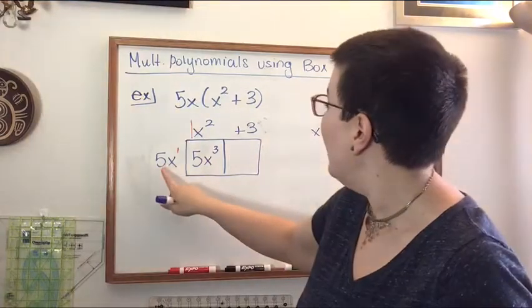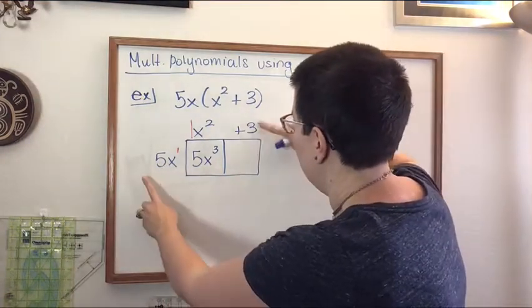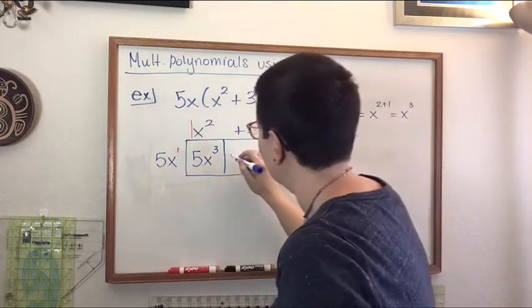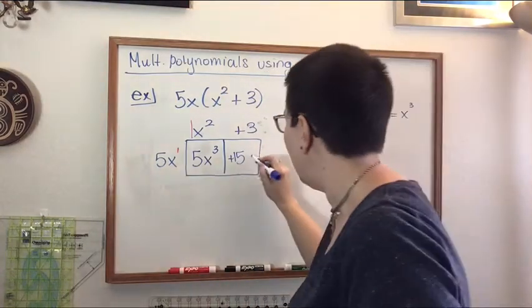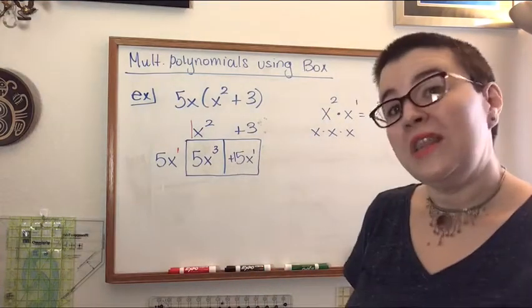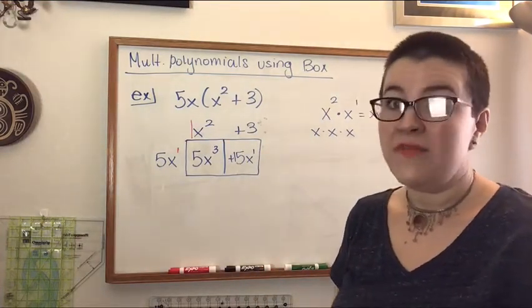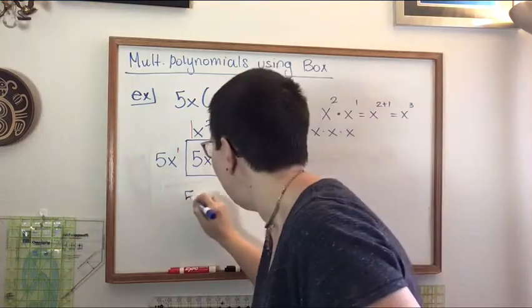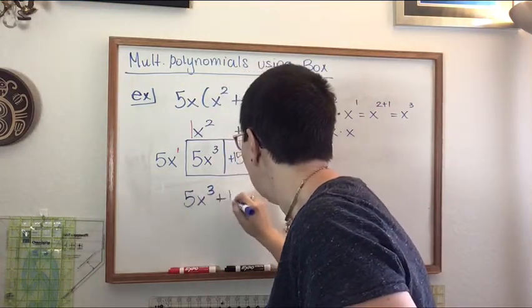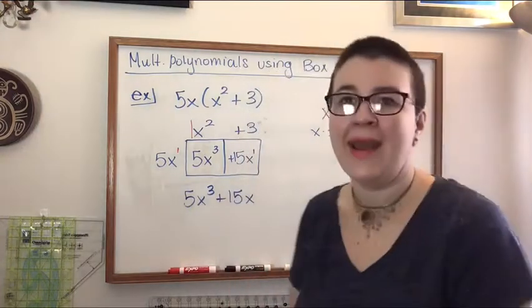Now I go ahead and multiply the 3 and the 5. So 3 times 5 is a positive 15. Notice I put my sign there so I didn't forget it. And then I have that x to the first. You can leave the 1 on the x or you can take it off. It doesn't matter. It's the same thing. And then you want to write your answer. So I would have 5x to the third plus 15x. Now, can I add those together?